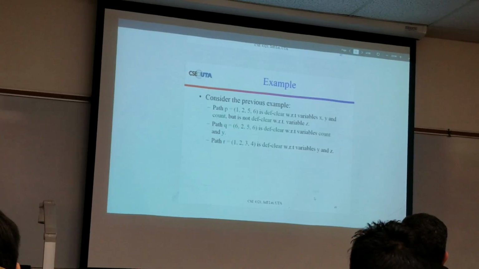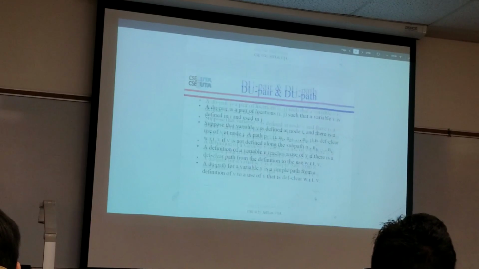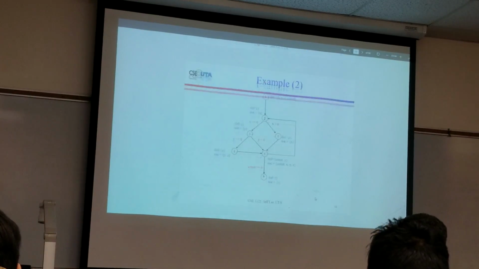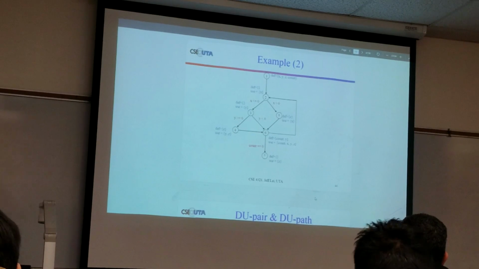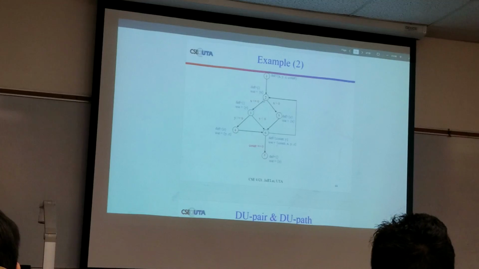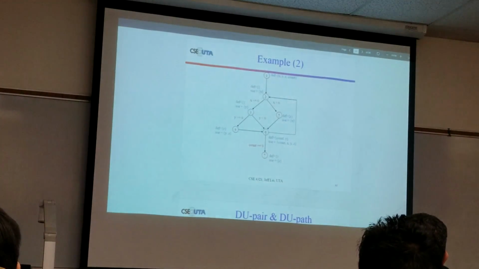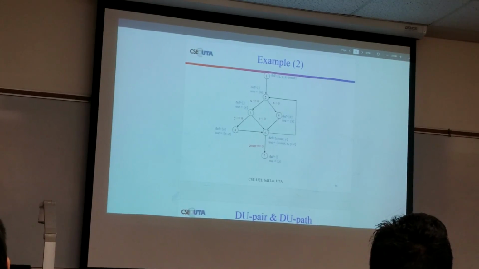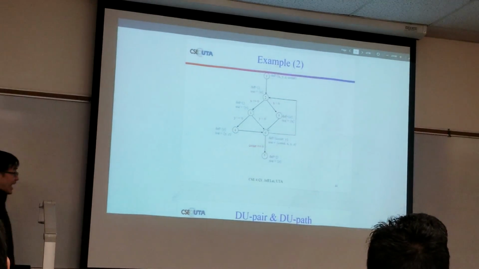Let's look at some examples. So let's look at the path 1, 2, 5, 6. That's one possible path in this control flow graph. So I want to ask you, is this path 1, 2, 5, 6 definitely for variable x?